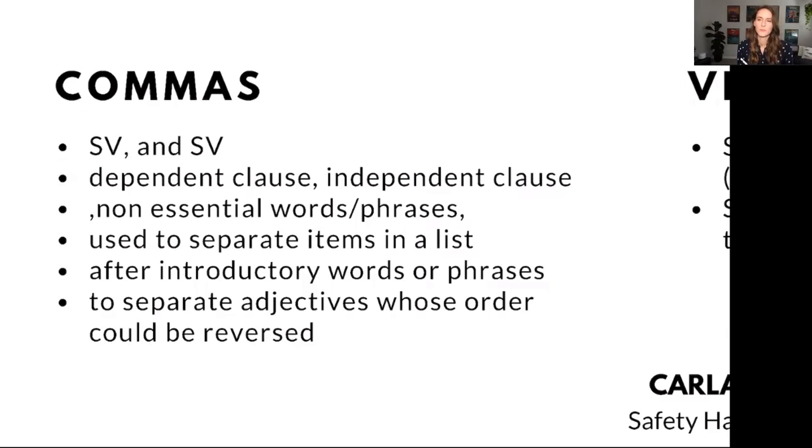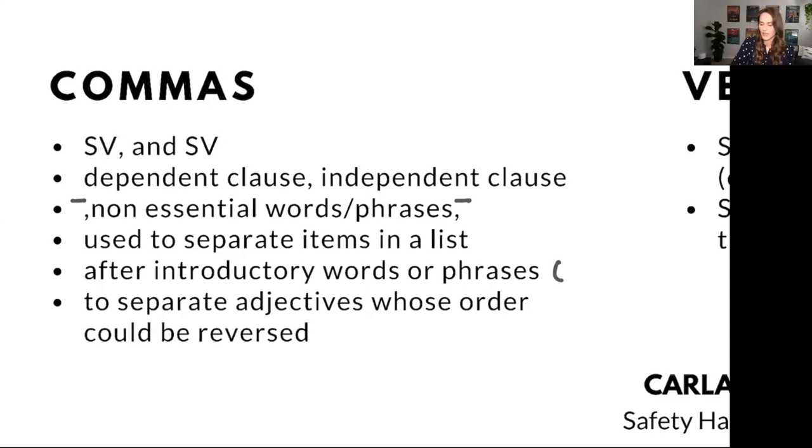So we're going to need commas to separate two complete sentences. So if I have a subject and a verb on both sides, I need a comma and. I'm also going to need a comma between a dependent clause and an independent clause. So if I have something introducing the next part, the first part cannot stand on its own, so I need a comma. You also need commas around non-essential words or phrases. You could use a dash on either side instead of a comma, but you cannot do a dash comma or a comma dash, which is why it's important to circle all the punctuation so that you can keep track of all of it. You're also going to use commas to separate items in a list, after introductory words or phrases. So that would be if I have like consequently, then I need a comma after it. And then to separate adjectives whose order can be reversed.